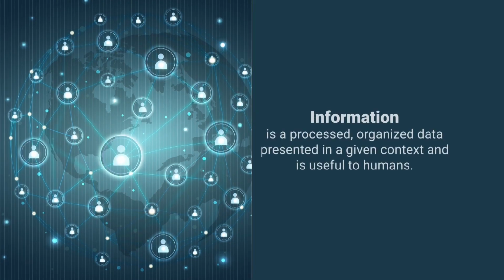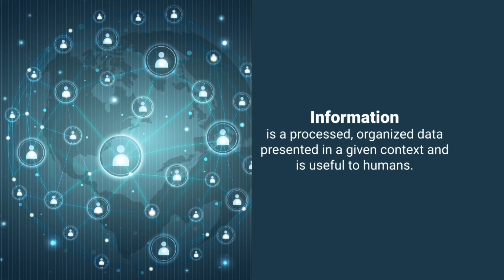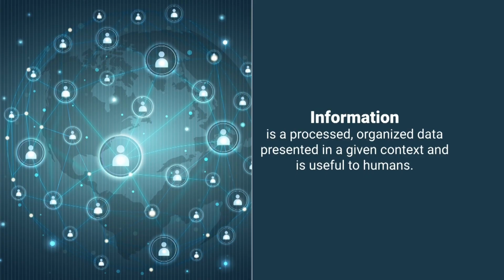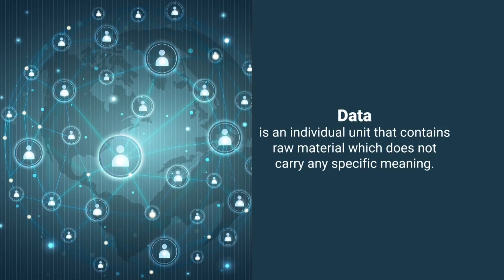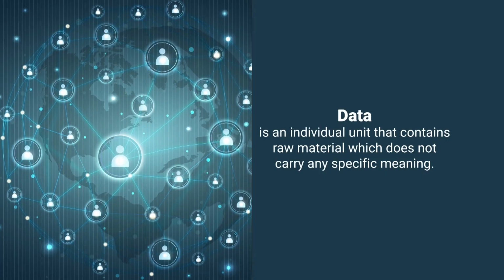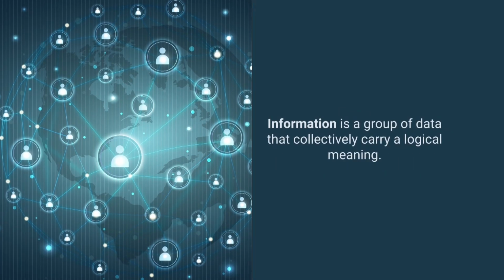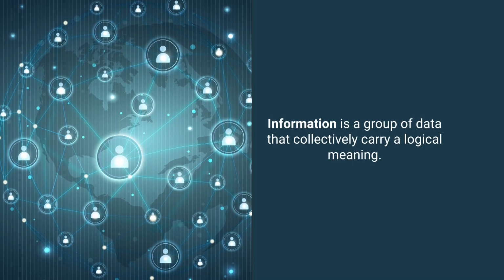So information is processed, organized data presented in a given context, and it is useful to humans. And data is an individual unit that contains raw material which does not carry any specific meaning, and information is a group of data that collectively carries a logical meaning. I think, because at the end of the day, results matter, how you are going to use the information. So there are companies who are playing with the gamut of opinions given by the consumers, and try to revamp the product, and then work in those directions accordingly.